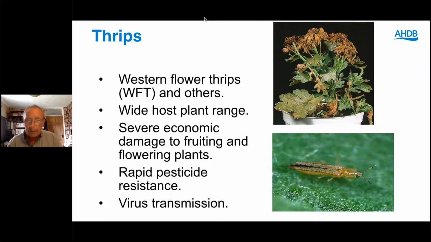The more important thing about this one is that it feeds on pollen and causes premature senescence of the flowers, but also causes that streaking on the flower itself. So visible damage to the flower plus premature early senescence of the flower, so reduced shelf life of the flowers themselves. But the bottom line on this one is virus transmission. This particular thrips will transmit several plant viruses.